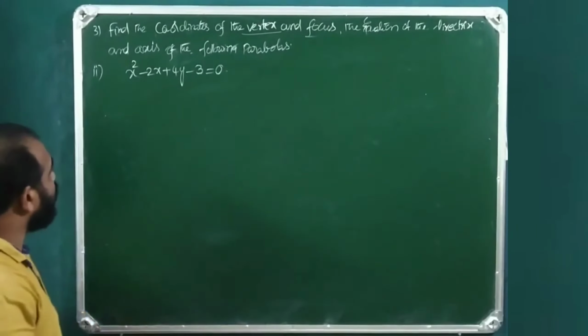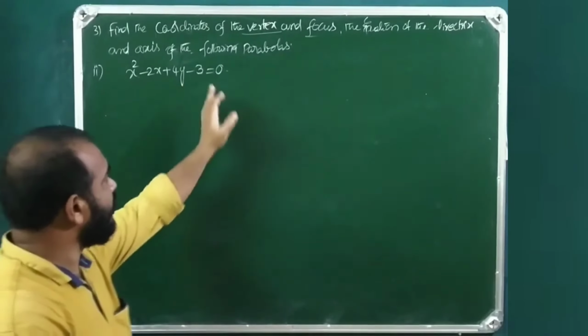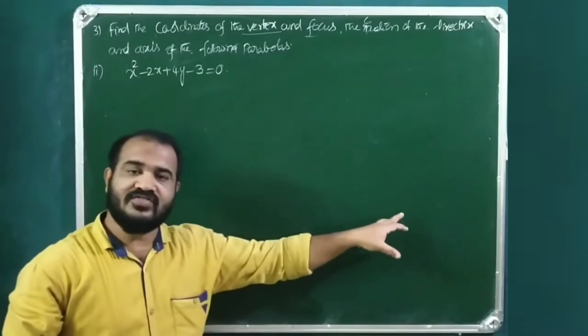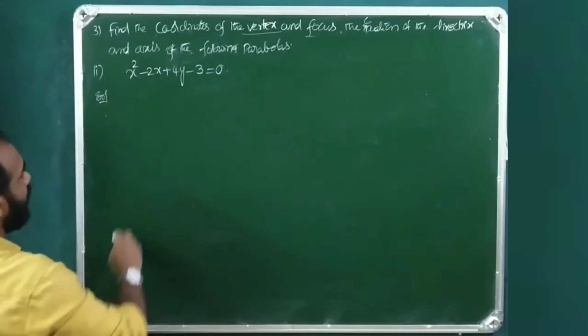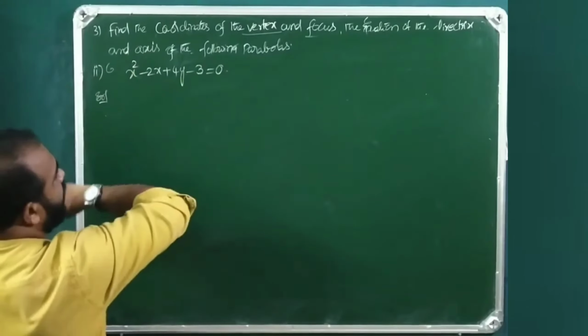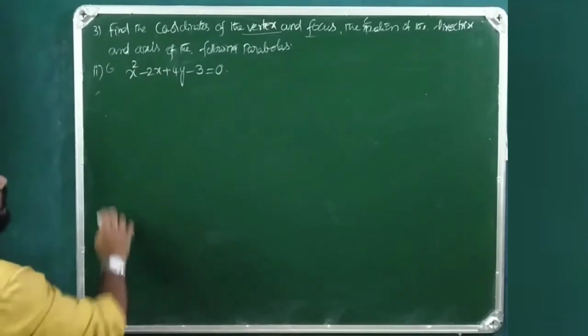So the next question is x square minus 2x plus 4y minus 3 equals 0. This is the last problem from exercise 3a. Solution. This is the given equation of the parabola. Given equation of the parabola is this.